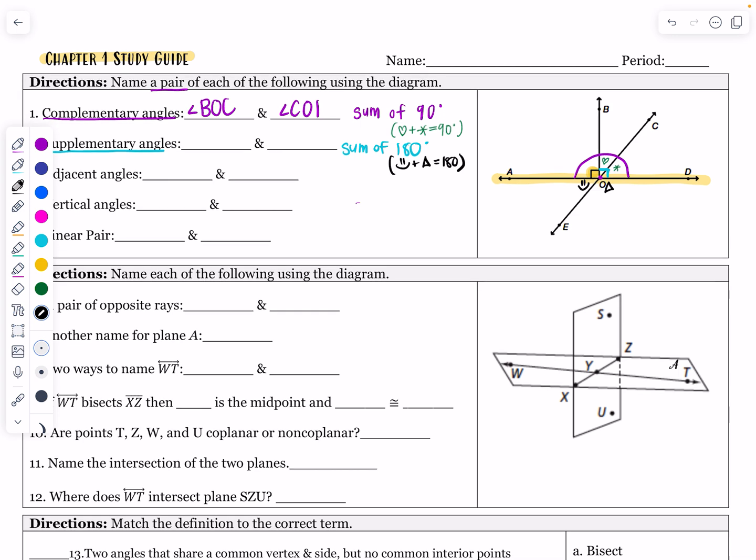Okay, so let me write those out. Which ones have a sum of 180? I would name those. The smiley face is angle AOE. Again, O is always going to be the vertex. And then angle DOE.